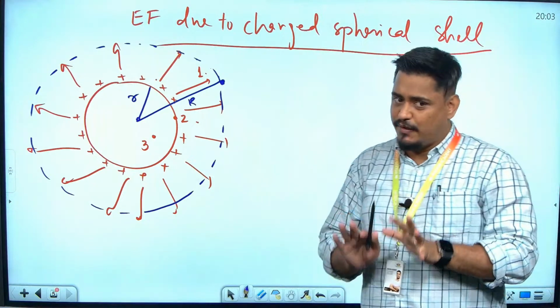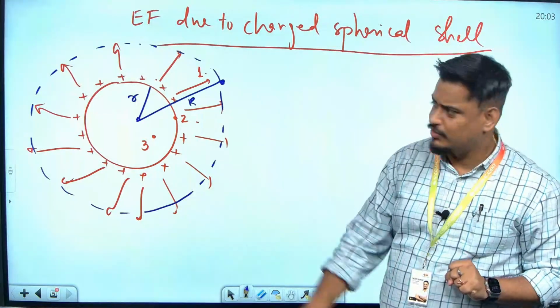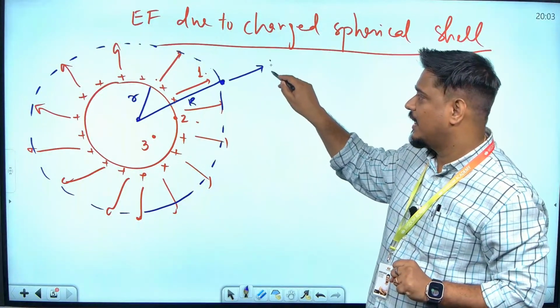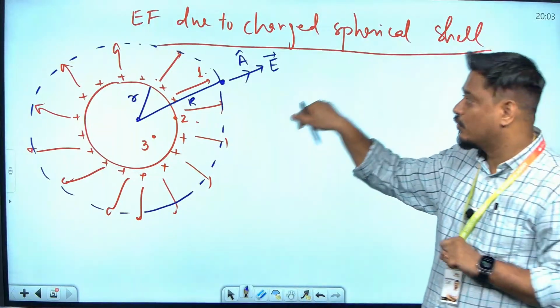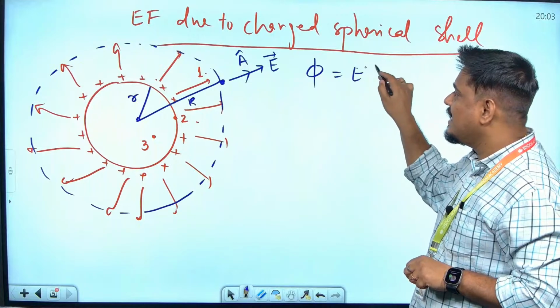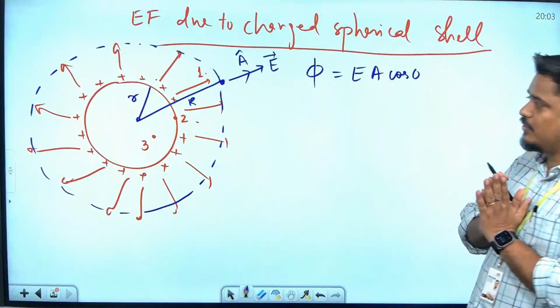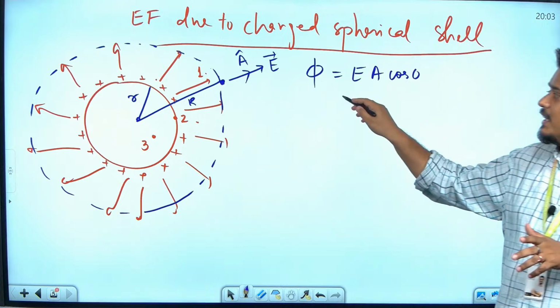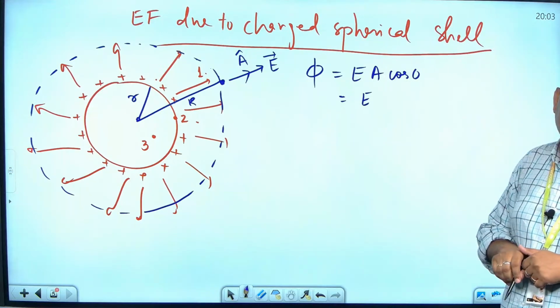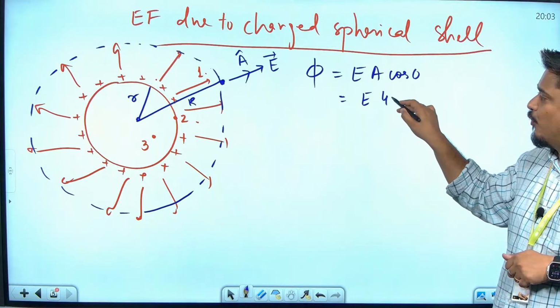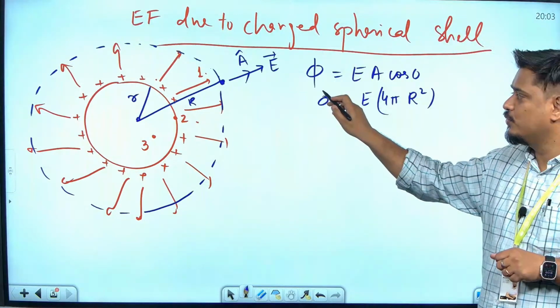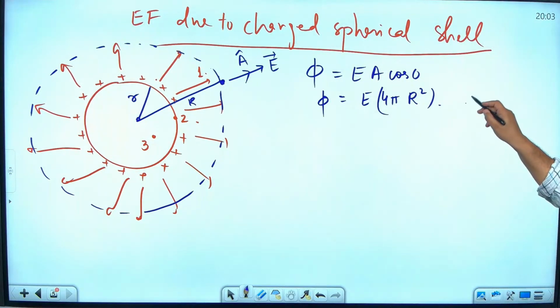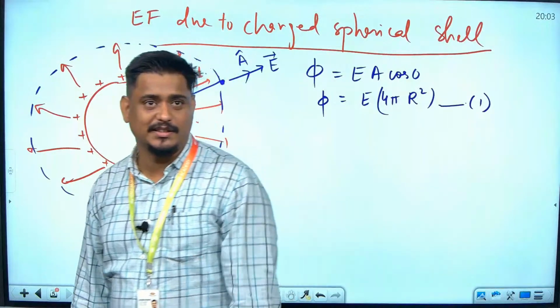Now, first thing first, we have to find the electric flux. So at this point, electric field direction like this, area vector in the same direction, angle between them 0 degree. So flux will become equal to E A cos 0. Do you agree with me? E, let it be E itself, and A will be 4 pi R square. Do you agree? And cos 0 is 1. This is equation number 1. I hope everybody knows that area of a sphere is 4 pi r square, isn't it?